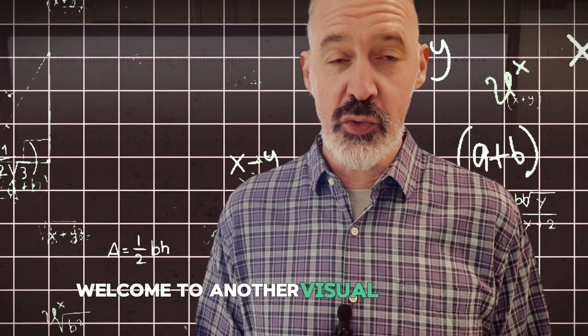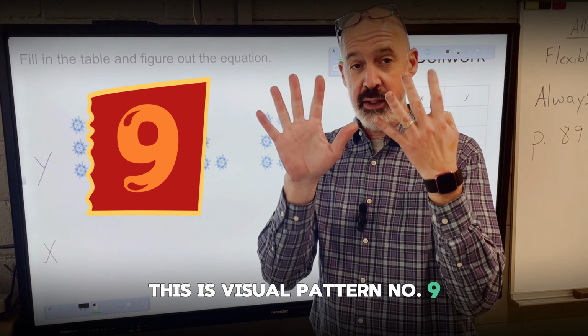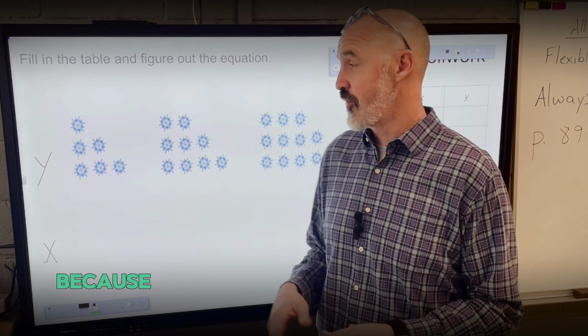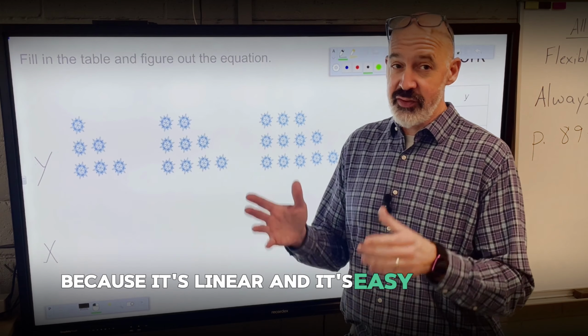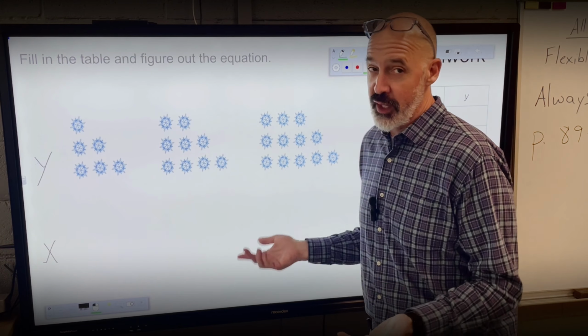Welcome to another visual number talk. This is visual pattern number 9, and it is a good one to get your class started because it's linear and it's easy to see the growth, the progression. Okay, so let's begin like always.